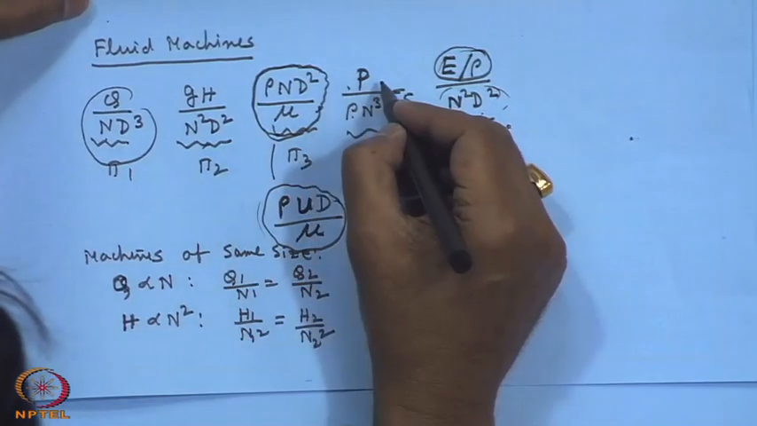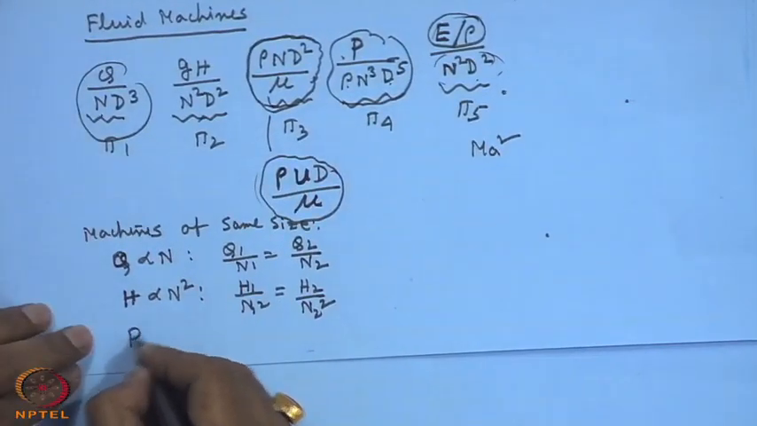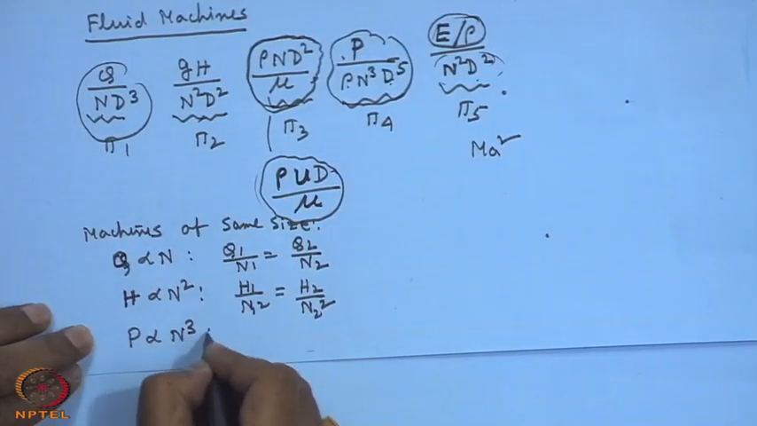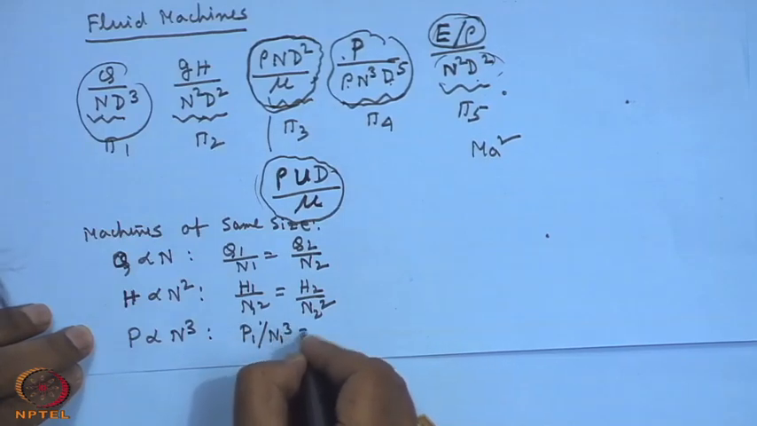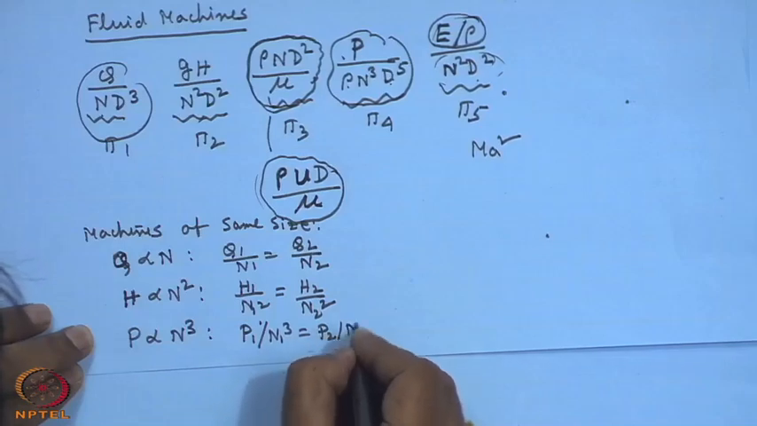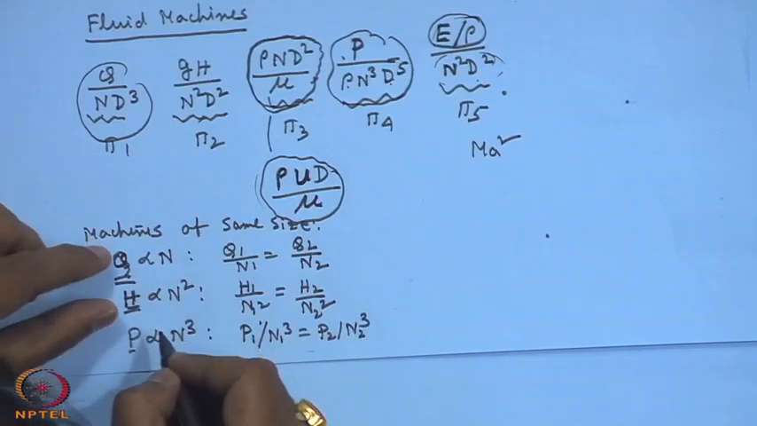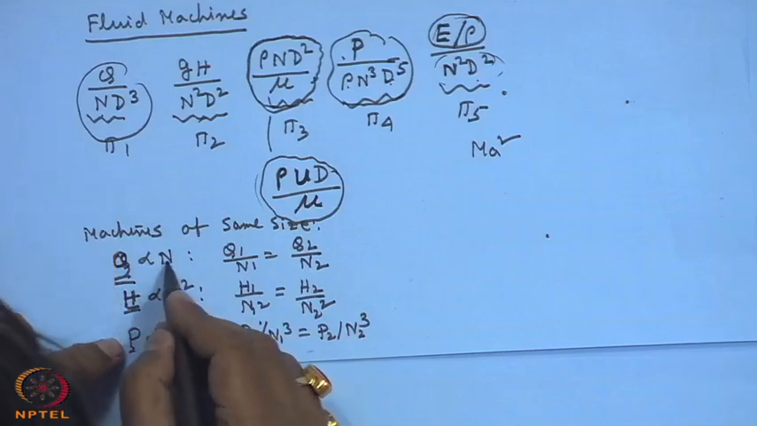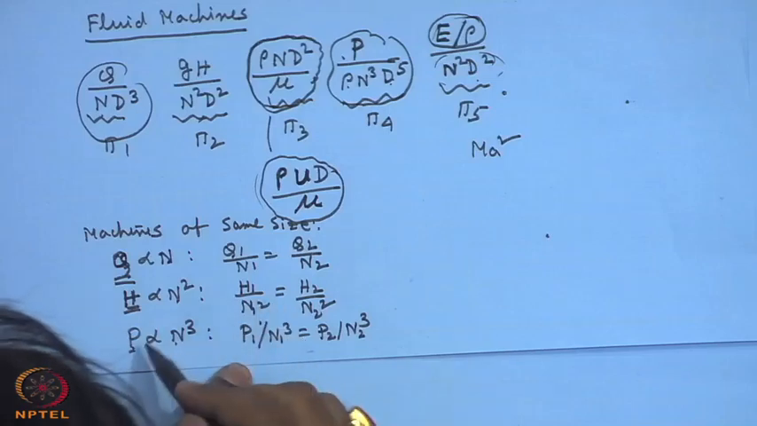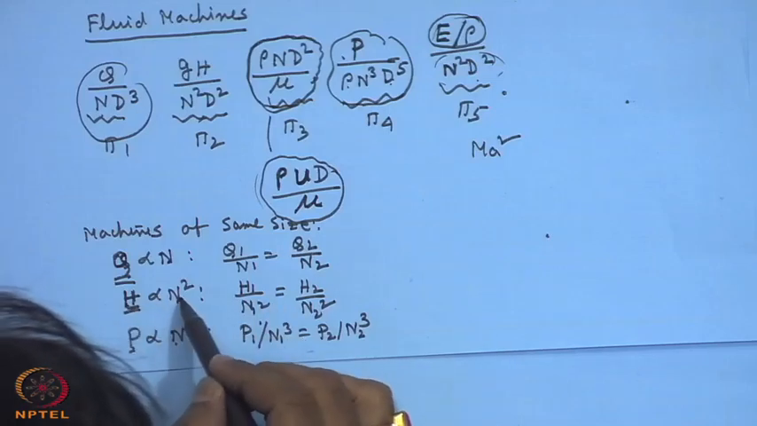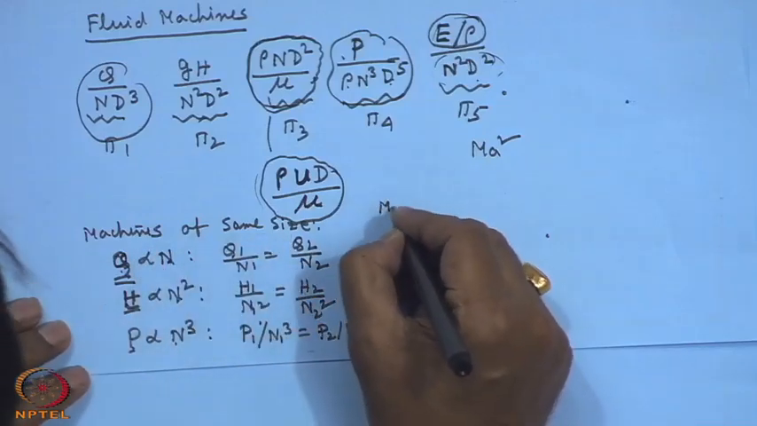Similarly, if we take this term, then we can write power is proportional to N cube, which means P1 by N1 cube is P2 by N2 cube. That means this is the scaling law, and we are interested in three quantities Q, H and P, and the multiplication of these two gives power. So, if Q is proportional to N and H is N square, power has to be N cube. That means power is proportional to N cube, head is proportional to N square, Q is proportional to N for machines of the same size.